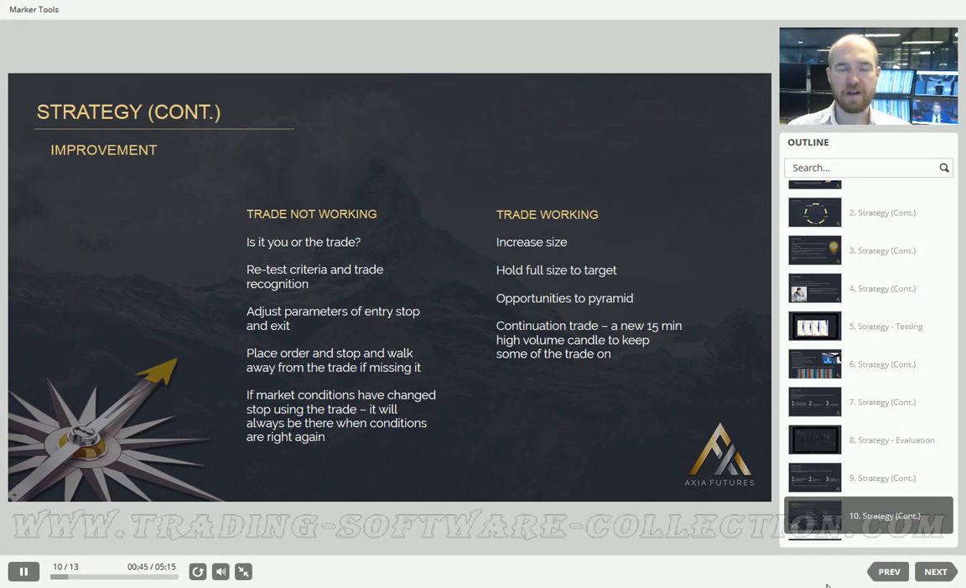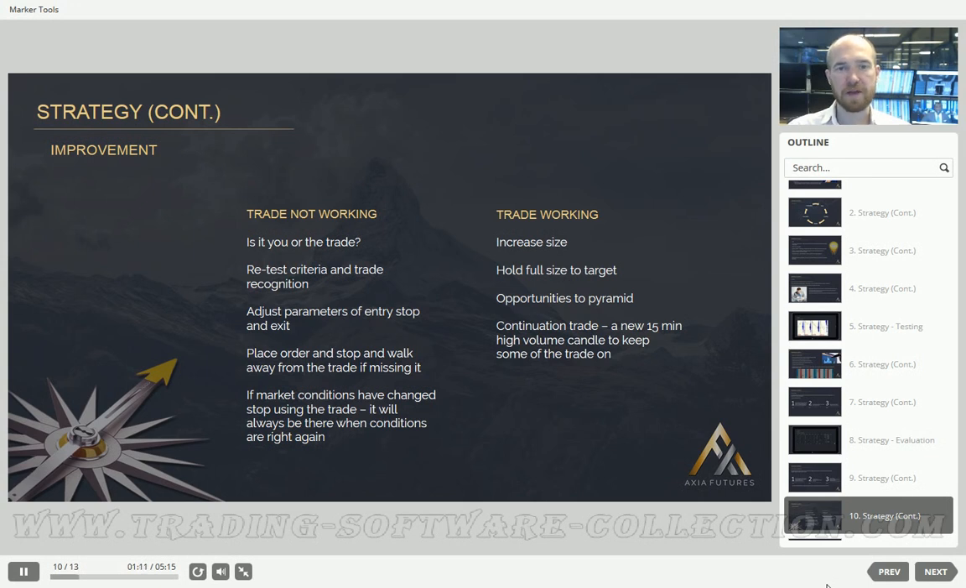So if you're finding your trade is not working, first up, you've got to be questioning, is it you or is it the trade? Is it the fact that perhaps you're getting out too early, you're stopping out too early? That could be one of the big factors in it. Or is it actually the trade, that the parameters are different, things have fully changed? So retest it, go back through the criteria, see if your recognition is getting the same thing, or are you very comfortable in the trade and you're just spotting it any time and taking it on, irrespective of the criteria.